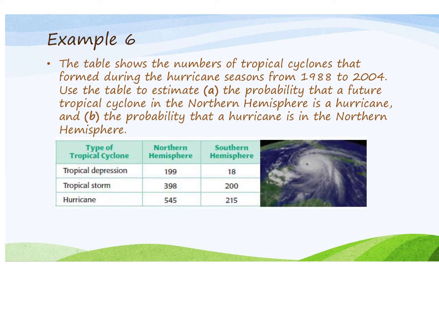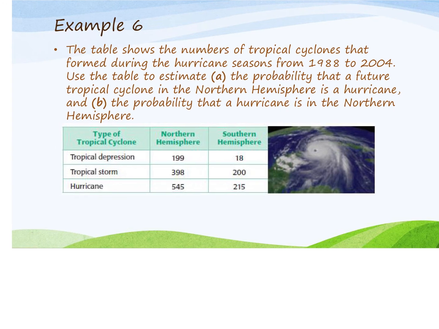So here, this table shows the number of tropical cyclones that formed during hurricane seasons from 1988 to 2004. For part A, it says use the table to estimate the probability that a future tropical cyclone in the northern hemisphere is a hurricane. So what we need to do is figure out how many tropical cyclones happened in the northern hemisphere, and then figure out how many of those were hurricanes. So I need to total up this column.